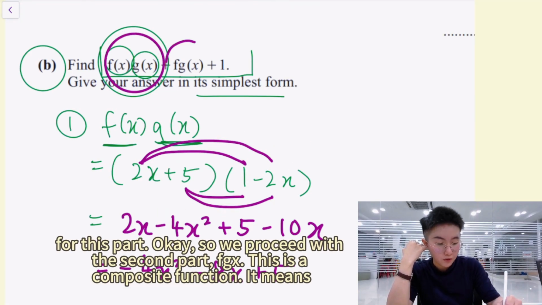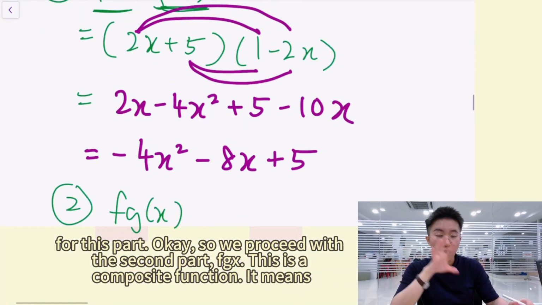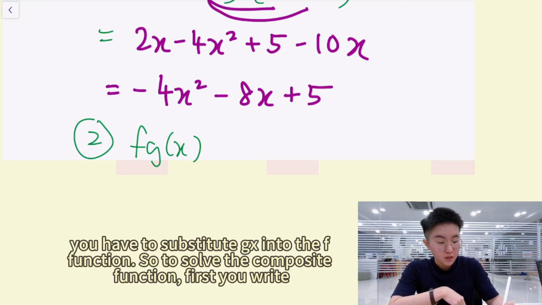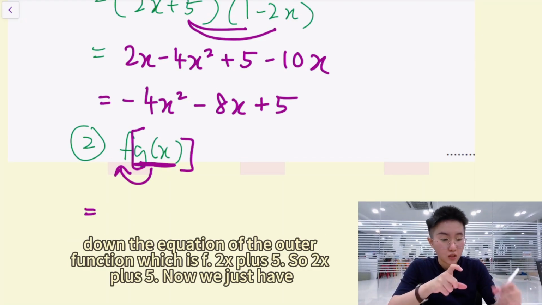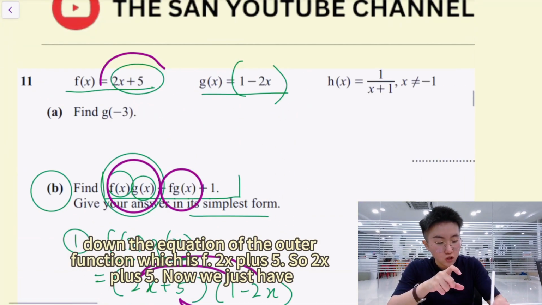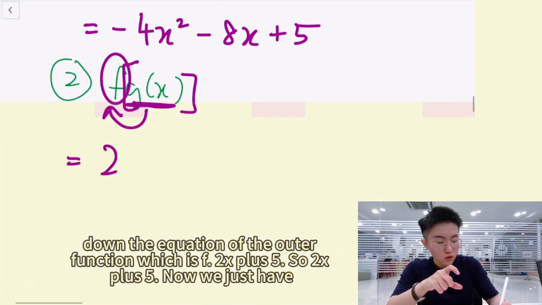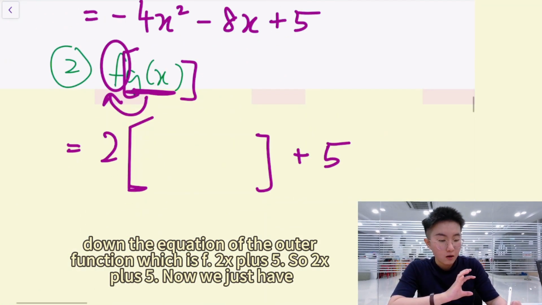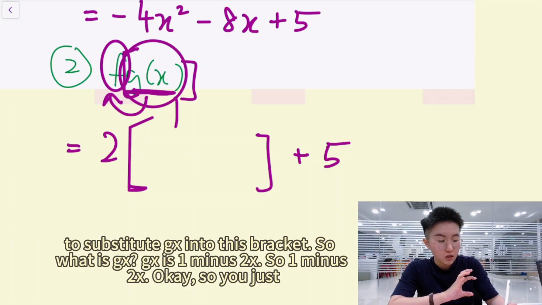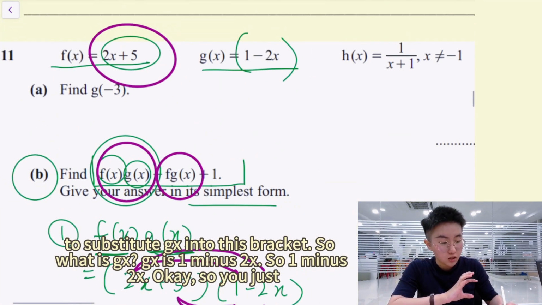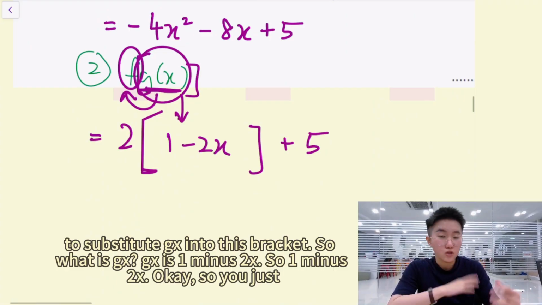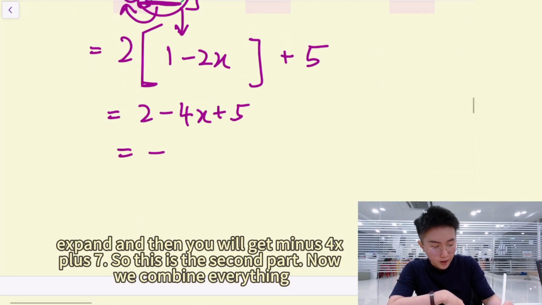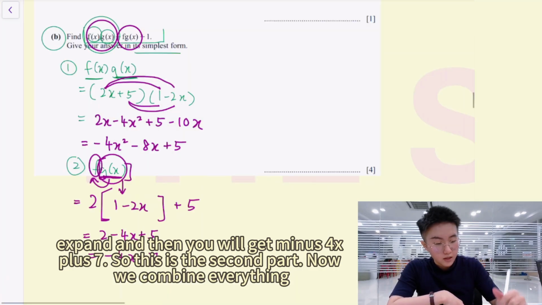Okay, so we proceed with the second part, f(g(x)). This is a composite function. It means you have to substitute g(x) into the f function. To solve the composite function, first you write down the equation of the outer function, which is f, 2x plus 5. Now we just have to substitute g(x) into this blank. What is g(x)? g(x) is 1 minus 2x. So you just expand and then you will get minus 4x plus 7. So this is the second part.